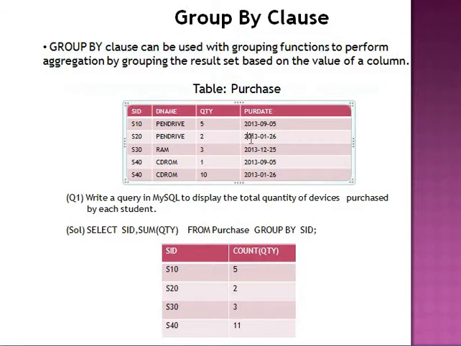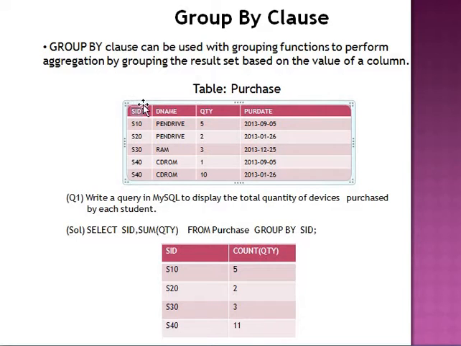Now consider this table identified by the name purchase. This table includes 4 different columns: SID, DNAME, QTY, and PUR date. Okay. Now is the first column SID a primary key? No, it is not. This is because it contains duplicate entries of S40, and that's the reason this is not a primary key.